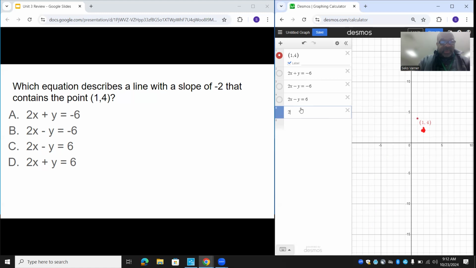So 2x plus y equals 6. That goes through both points. So we found the equation of the line with a slope of -2 that contained the point (1, 4).